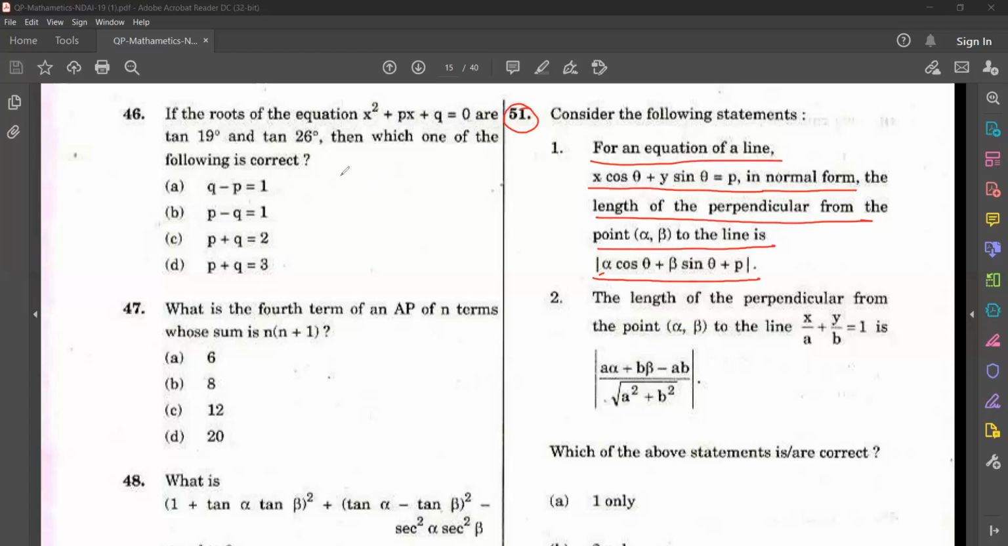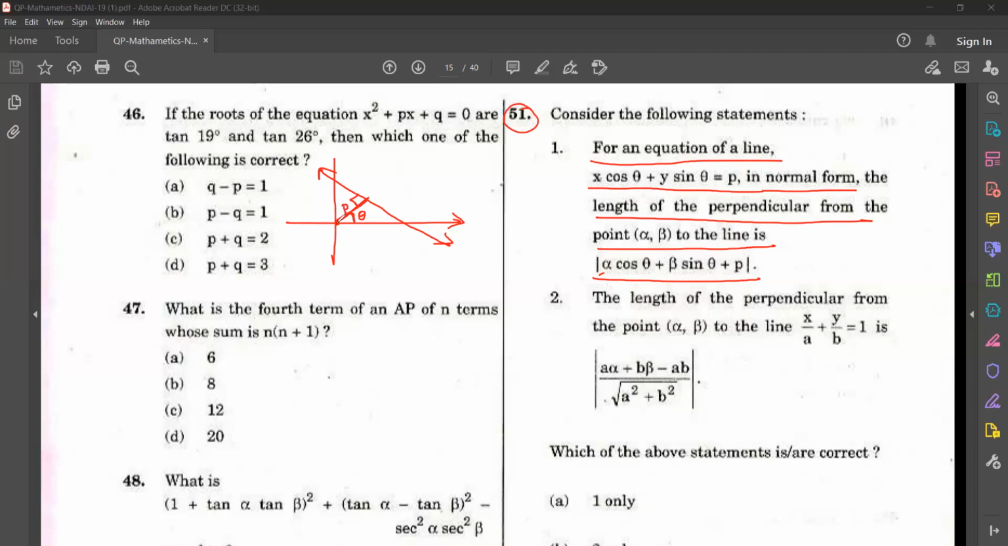Okay, let's see. What do you mean by normal form? What will they be giving in the normal form? In the normal form, suppose I have a line, then they will give the perpendicular distance from origin to this line, that is p. Then the theta. Theta means the angle made by this perpendicular with the positive direction of x-axis. So these two details they will be giving.